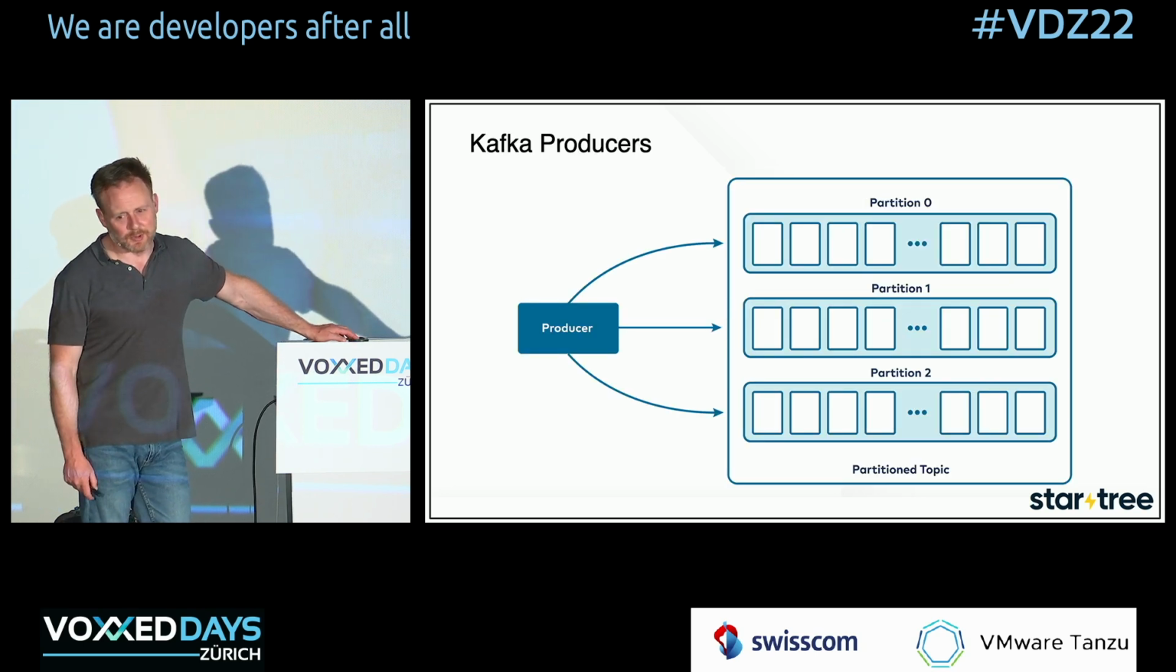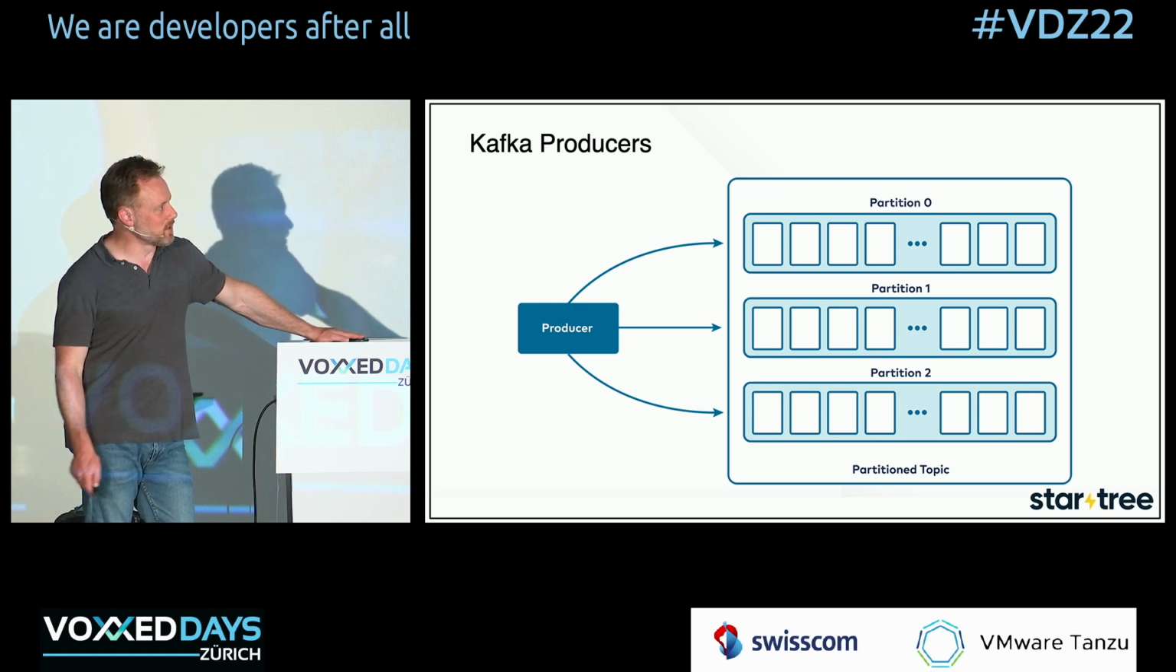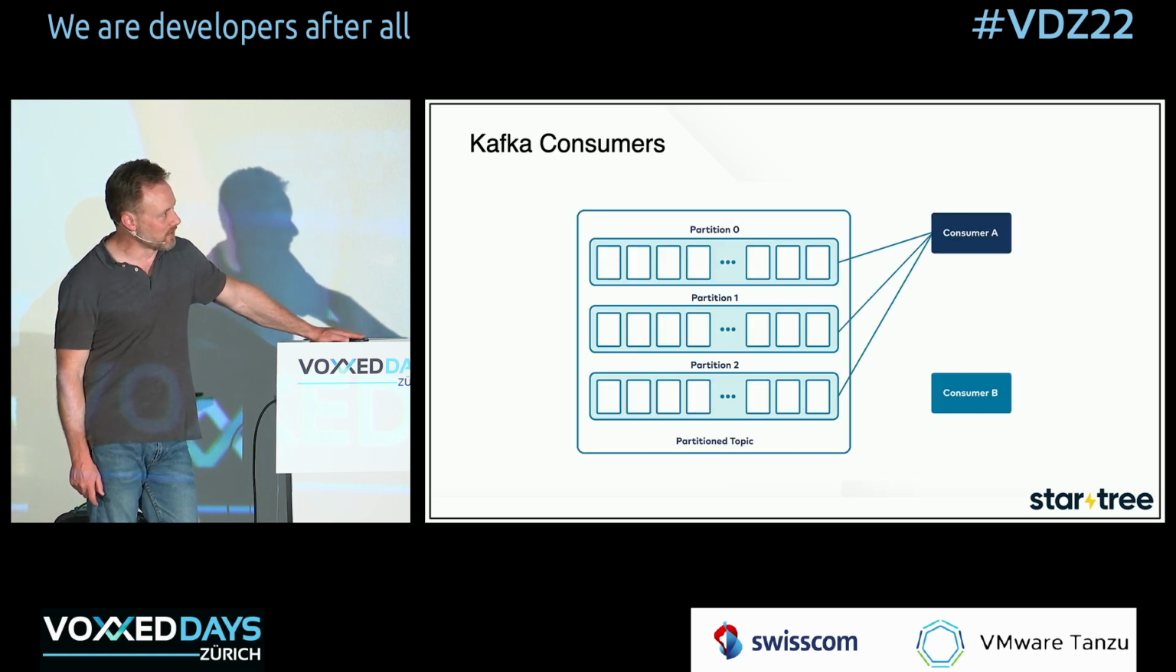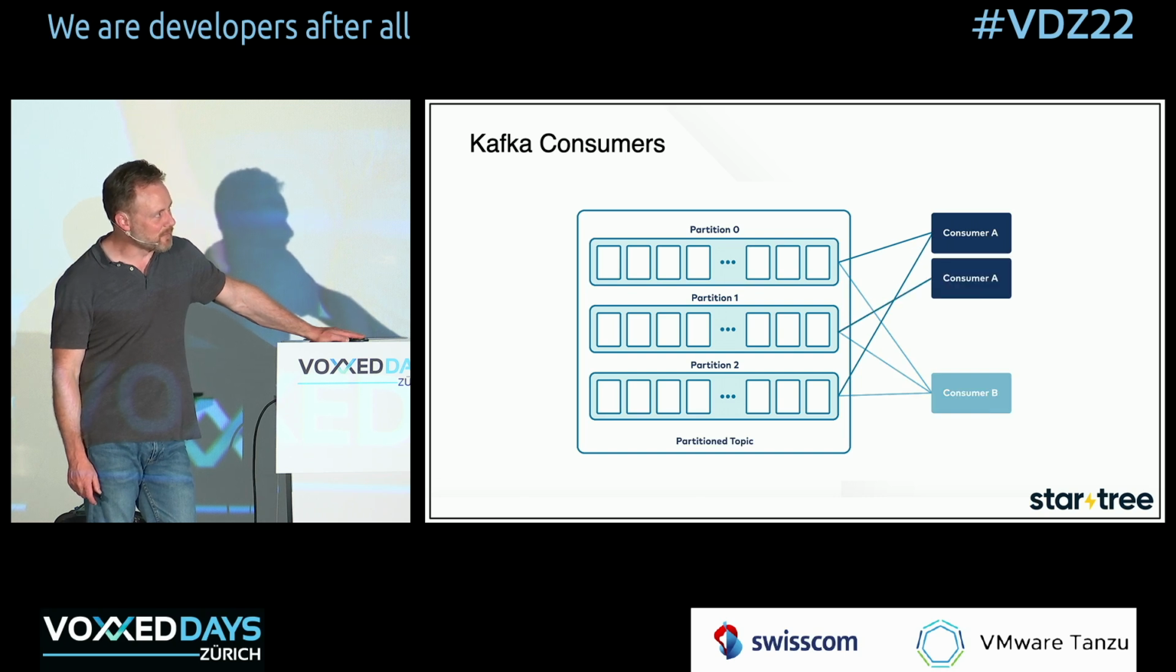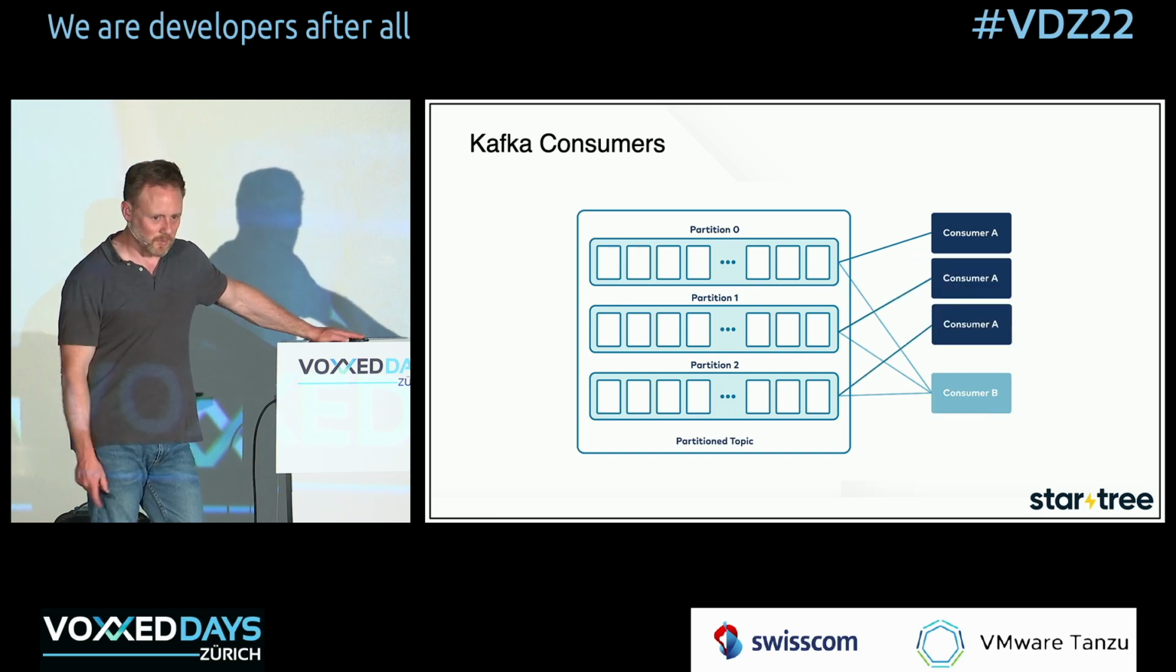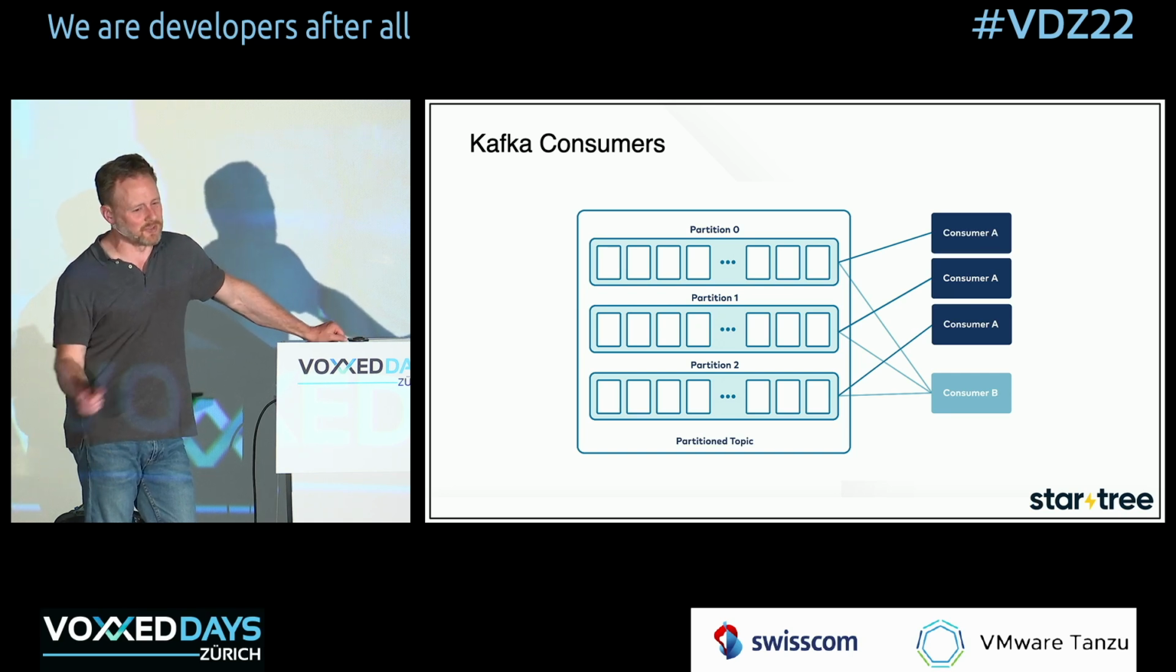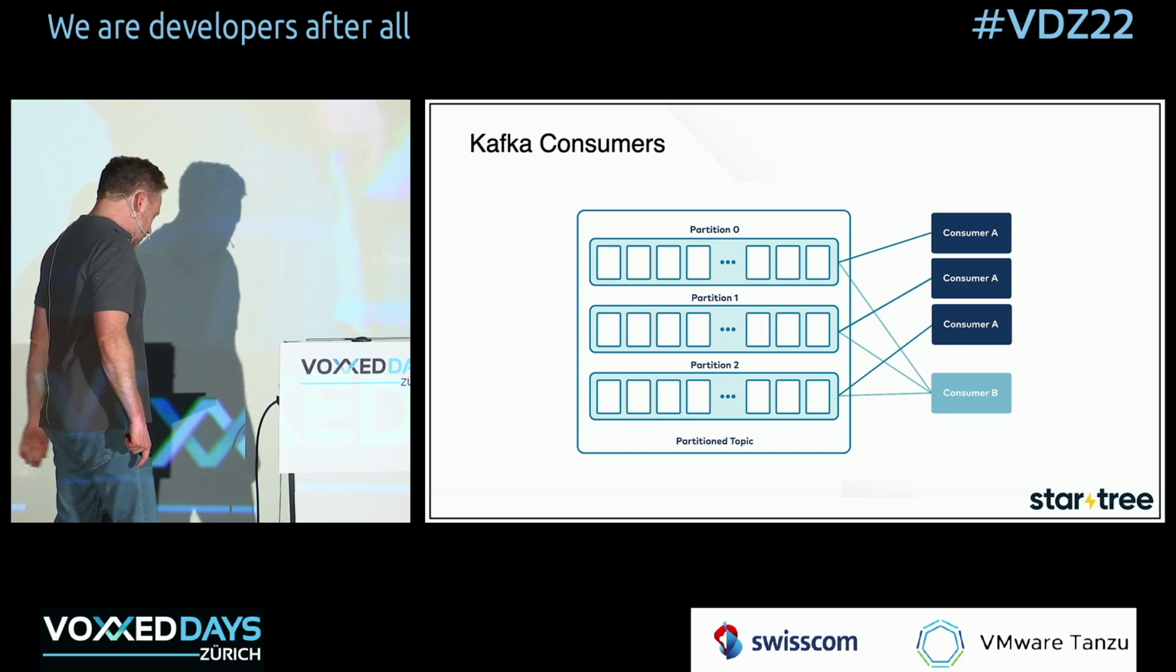You've got producers. Producers are applications that write into topics. You've got consumers. Consumers are applications that read from topics. So they're scalable in interesting ways. And there's really a lot you can do with just that. There's all kinds of cool systems you can build on Kafka.